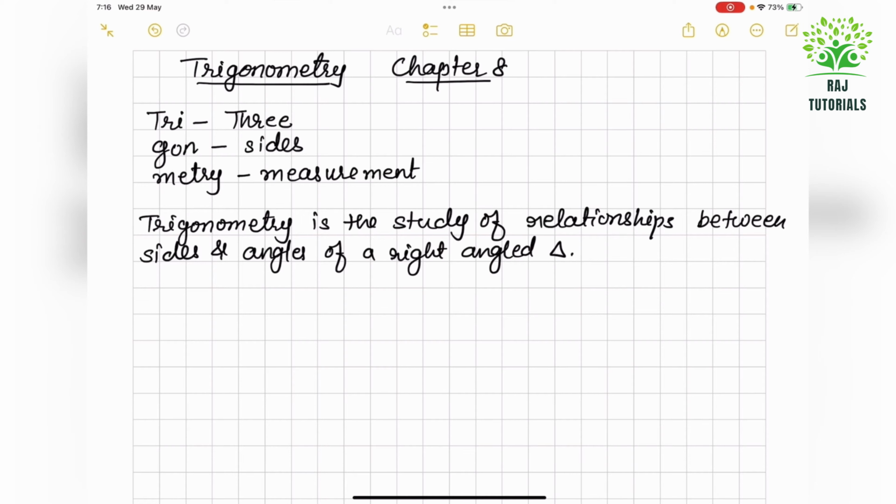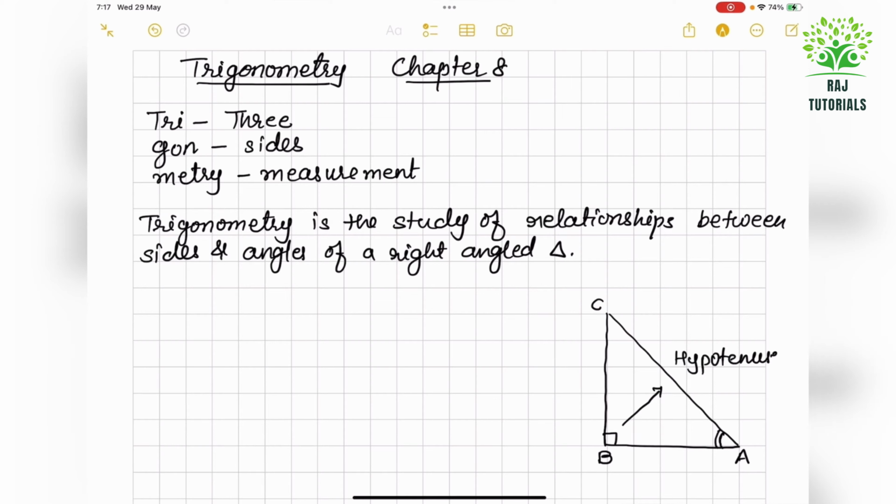Now, suppose I am given one right triangle. Now let this be a right triangle ABC. So I am giving it the name ABC. And the angle which I am watching is angle A. So here already we know that angle B is 90 degrees. So opposite to angle B will be my hypotenuse, which we denote with H.